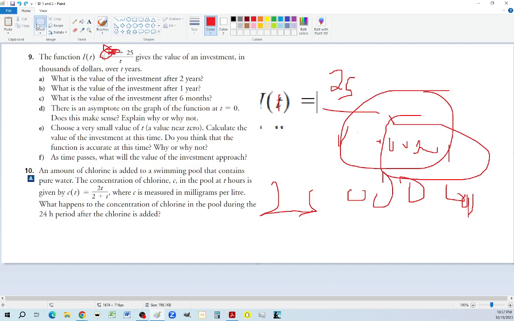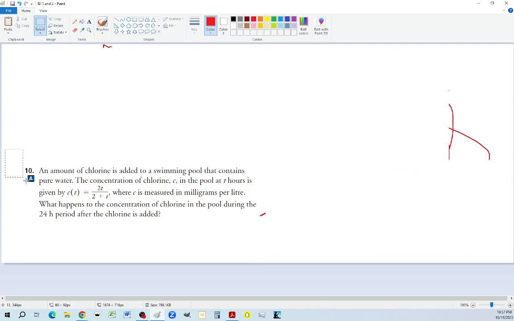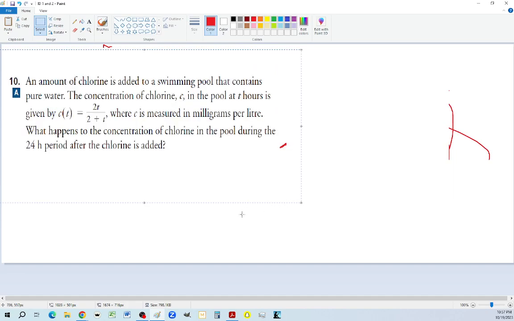Number 10. An amount of chlorine is added to a swimming pool. The concentration of chlorine is C at a certain time t, where C is measured in milligrams per liter. What happens to the concentration of chlorine during the 24-hour period after the chlorine is added?